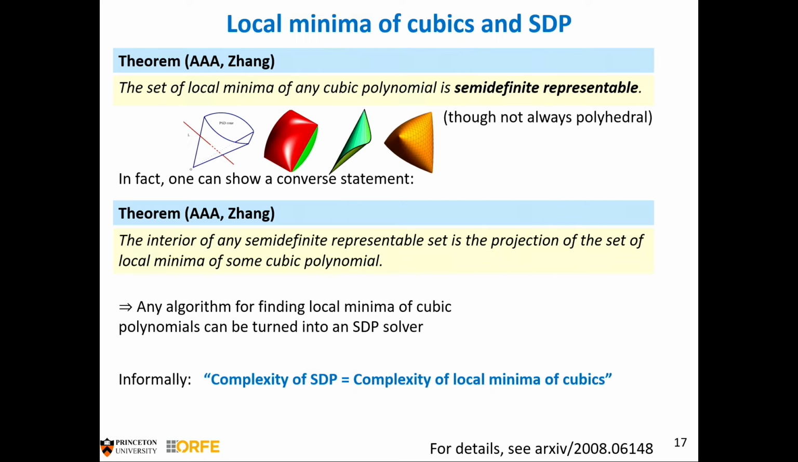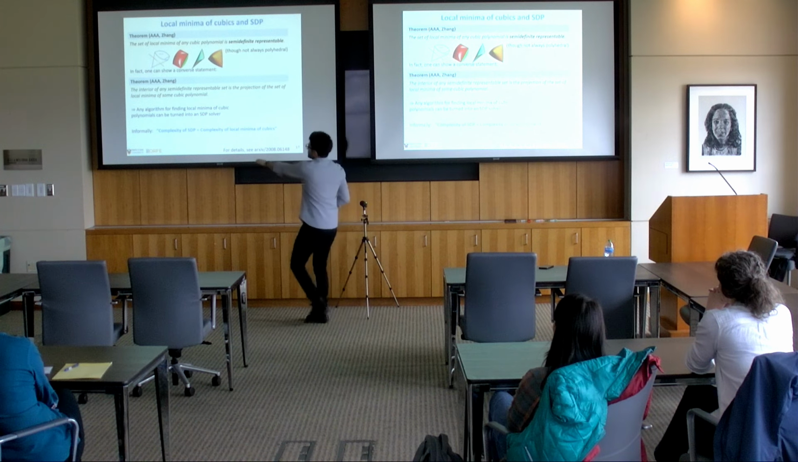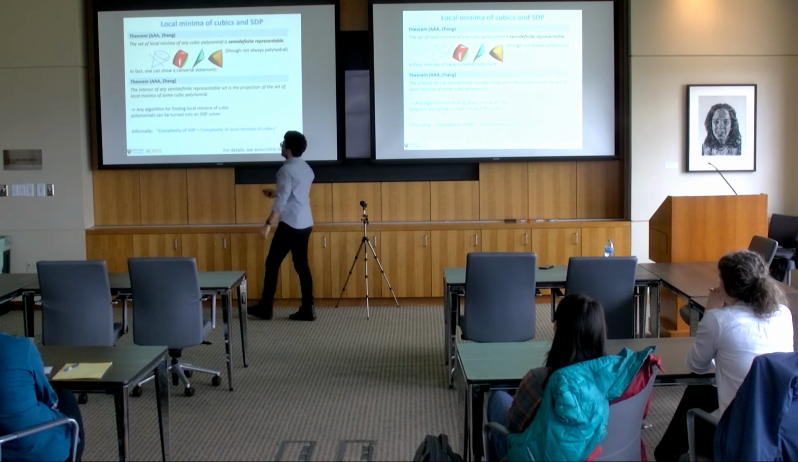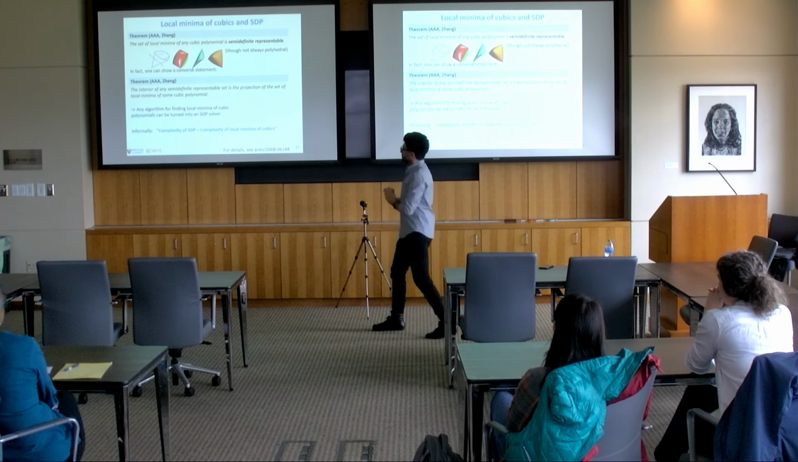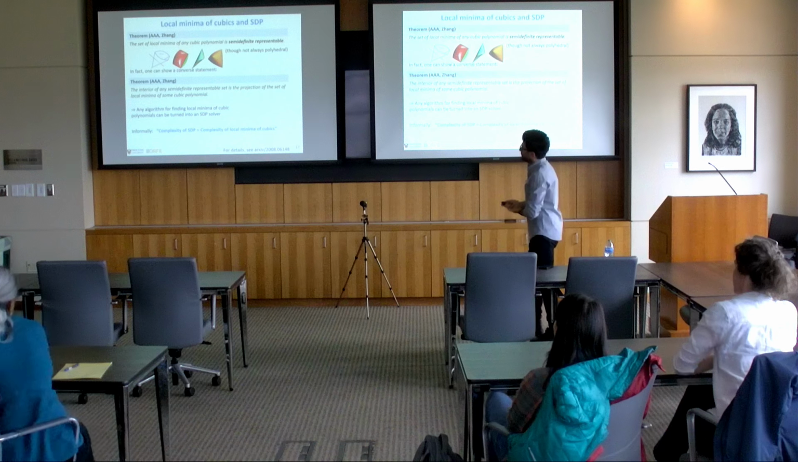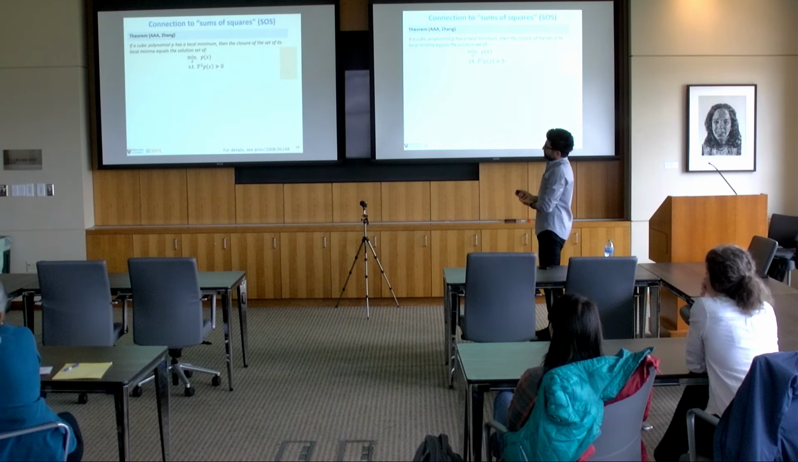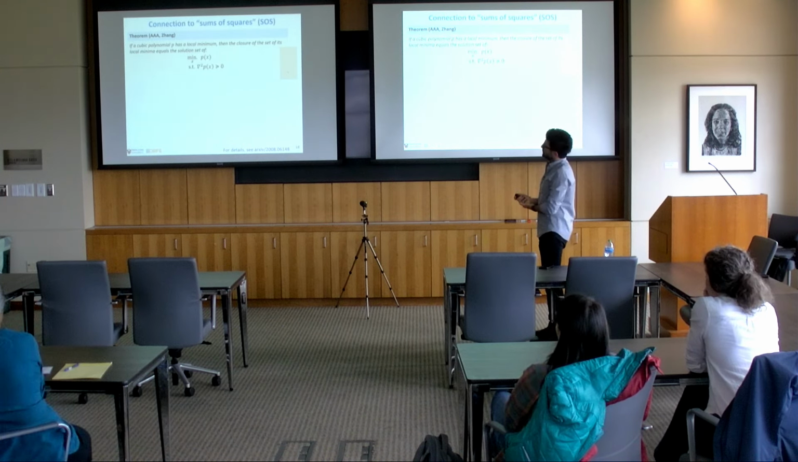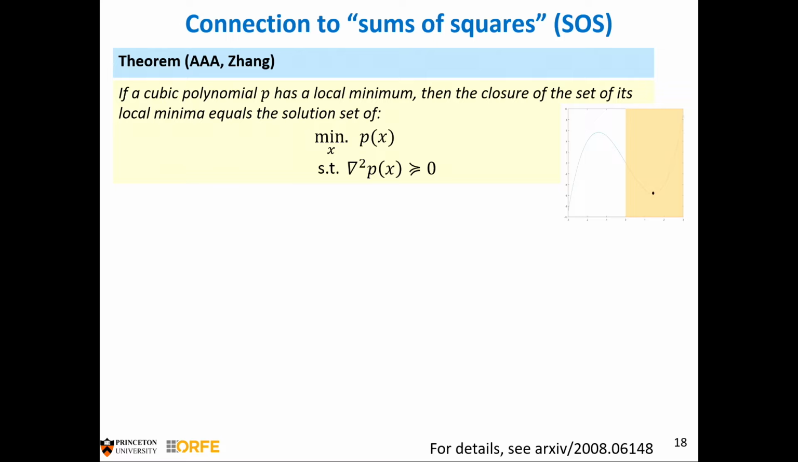Questions about this? Only one slide on, maybe at a high level, what's the connection to semidefinite programming, and what do local minima of cubics have to do with semidefinite programming, right? And the connection comes from sums of squares, as some of you may expect.